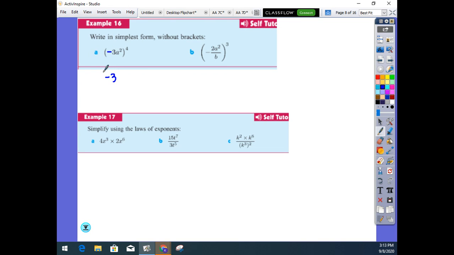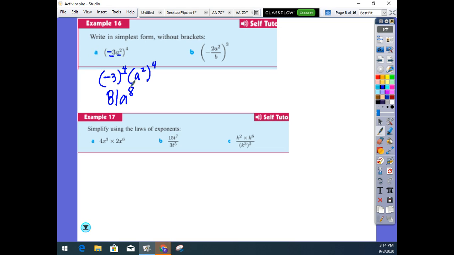Really, it's -3 to the 4th and a squared to the 4th. So take each base to the outside exponent. -3 to the 4th. -3 times -3 times -3 times -3 is positive 81. A negative to an even exponent is positive. Power to a power, multiply.